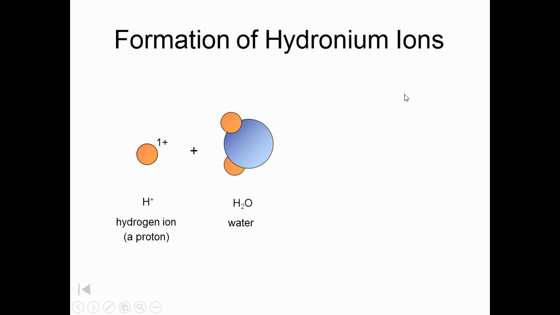I want to show you how acids form. So here we have a proton, just a naked hydrogen ion with a positive charge, and that's going to be attracted to water because water is a polar molecule. When the proton attracts to the water, we can see that happen here. It's going to combine with the lone pair of electrons in the water. What we form is called the hydronium ion.